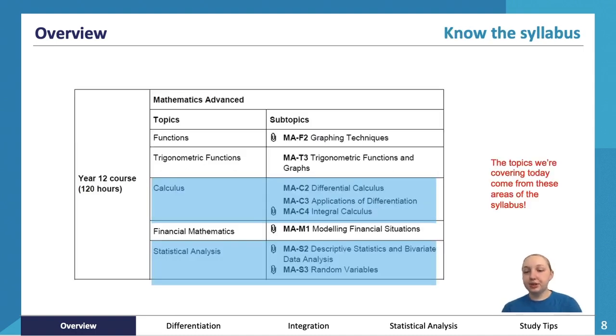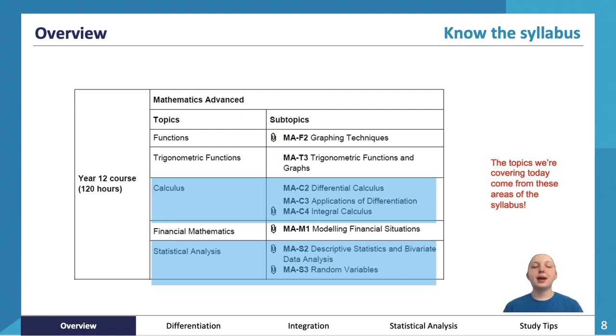So the topics we're covering today come from these 2 areas of your syllabus. Your calculus, your differential calculus, applications of differentiation is looking at optimization, and integration as the 3 subtopics of calculus, and then looking at statistical analysis, including bivariate data and your random variables.